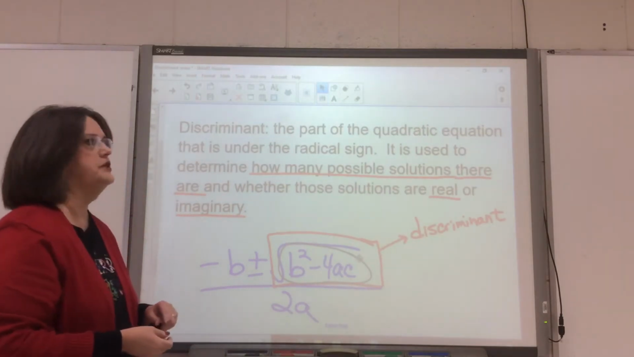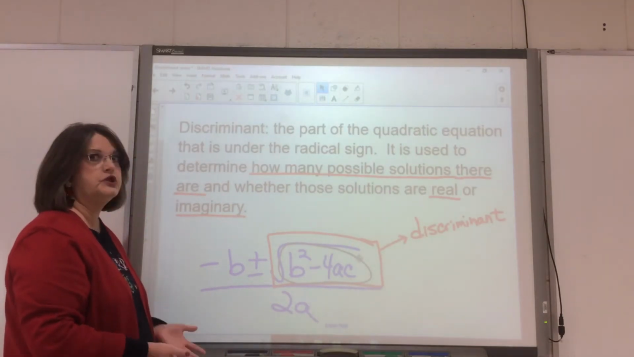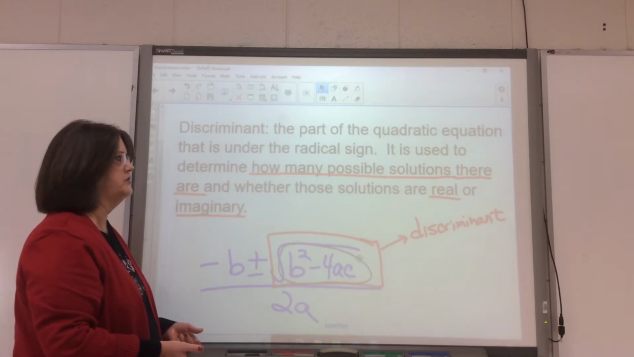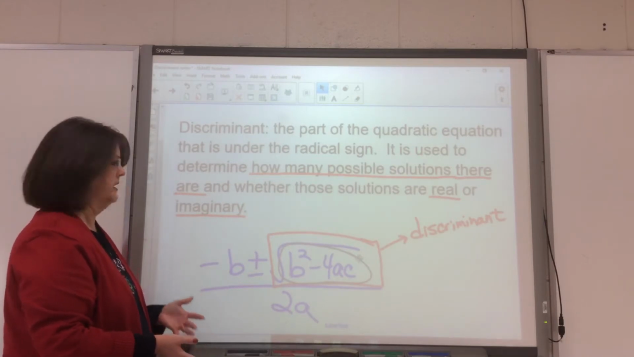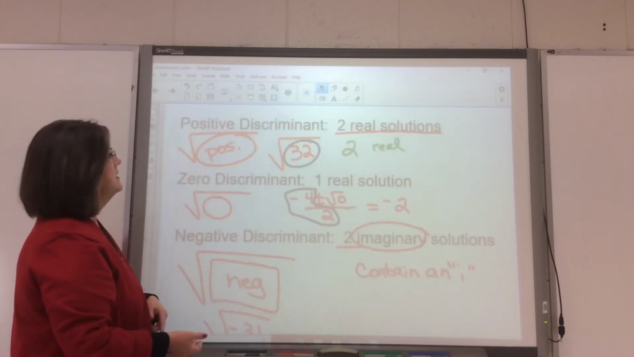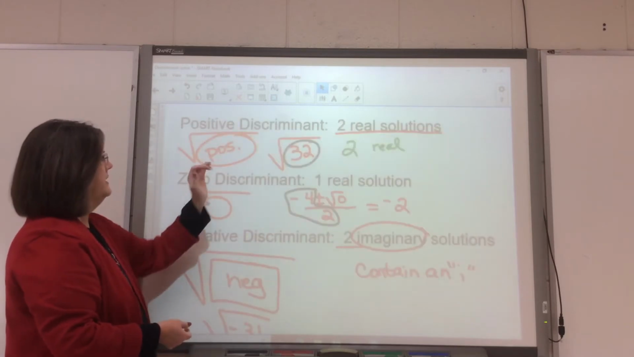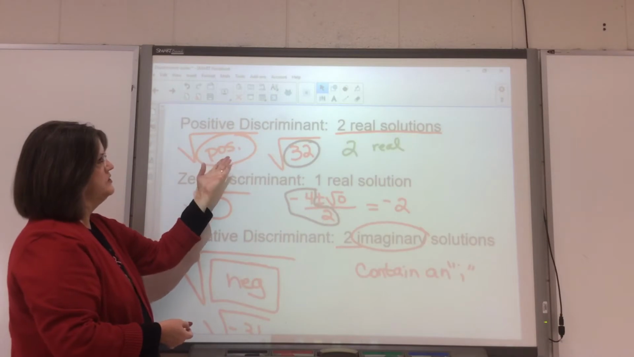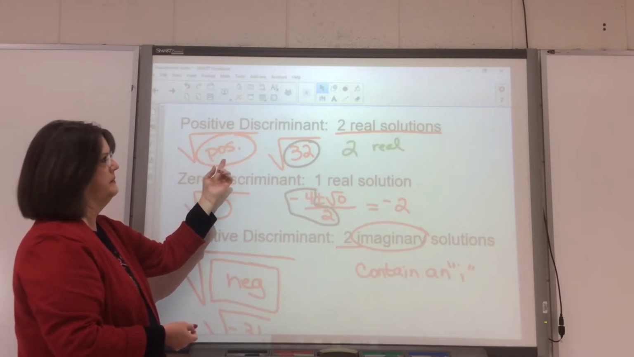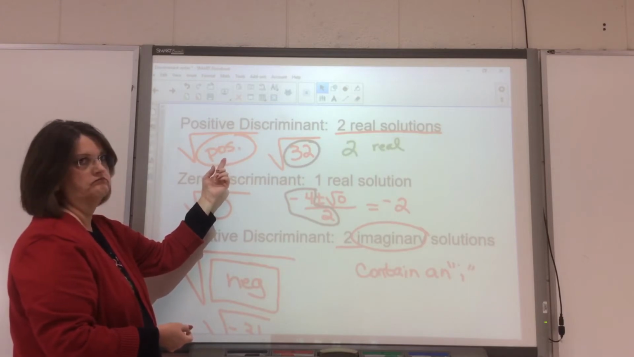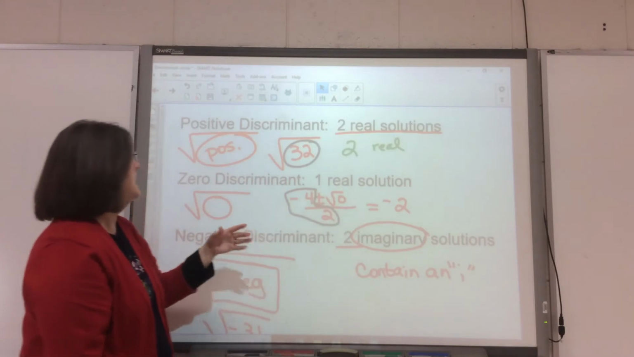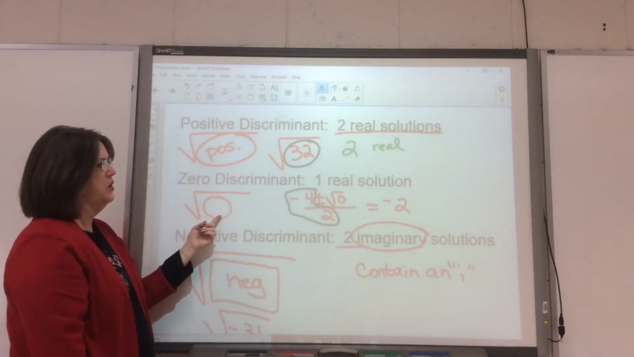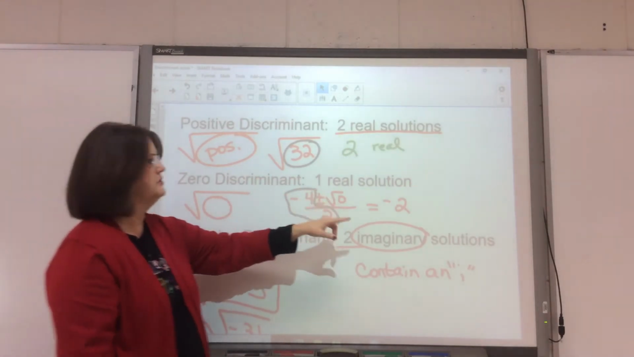It is used to determine how many possible solutions you're going to have to your quadratic equations and whether they are real or imaginary. So, whatever this b squared minus 4ac turns out to be, if it is a positive number, then you have two real solutions. If that turns out to be 0, then you only have one real solution.